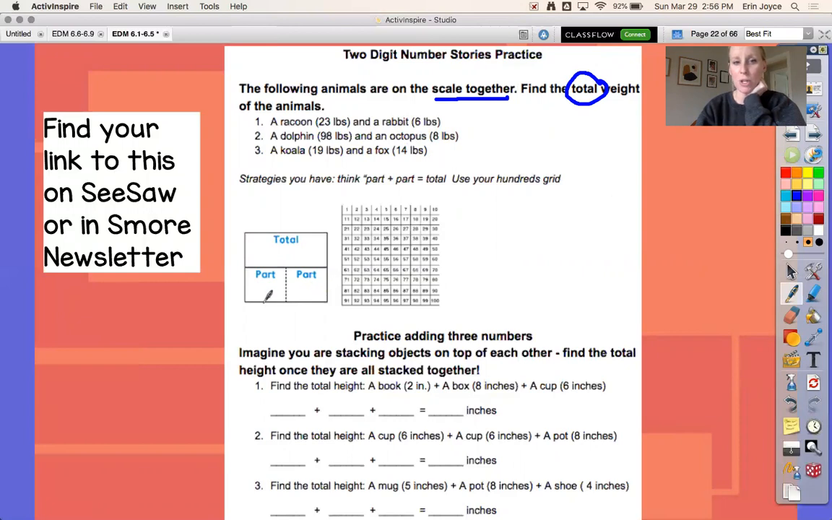And again, think about using a part-total diagram or certainly using your hundreds grid if you have that with you at home. Then down below, just some quick and simple, imagine stacking objects above. And you're going to have 3 addends in each of these. And there, I've already put the unit inches in for you.